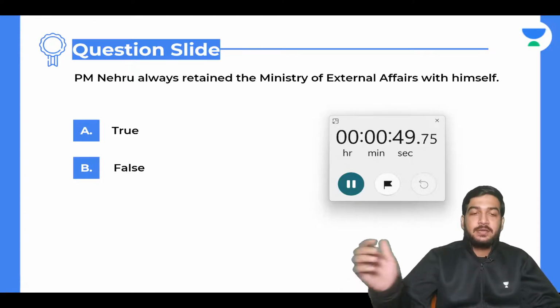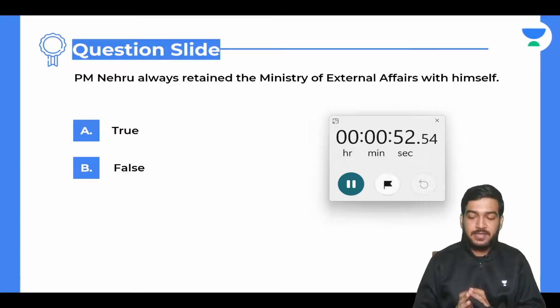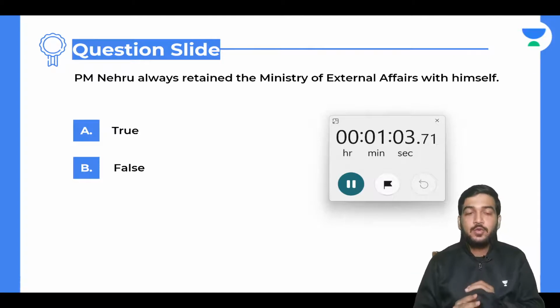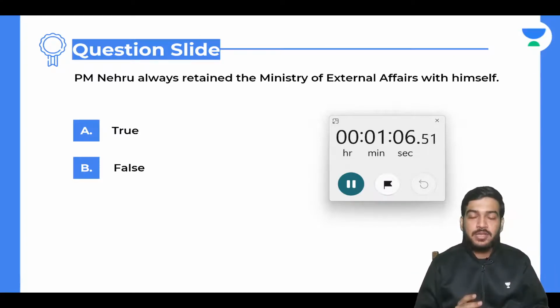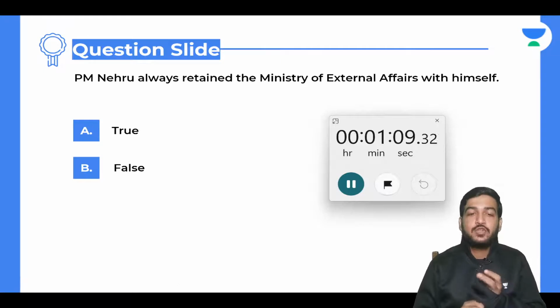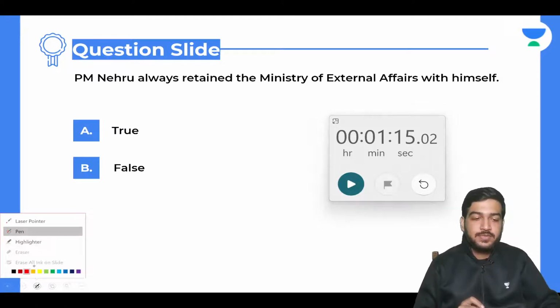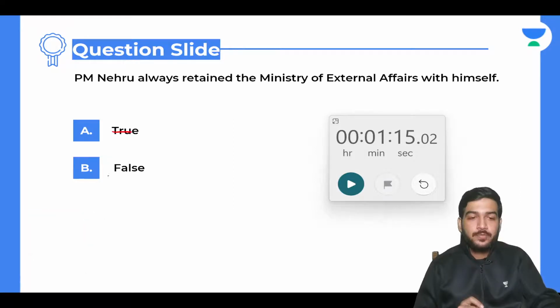Always remember that the Prime Minister is appointed by the President, then he or she selects the ministers with their portfolio. He or she has the exclusive power to tell who will be appointed as what minister and what portfolio. So did he always keep the Ministry of External Affairs with himself? Is it true or false? The answer is absolutely true. Yes, he never appointed one. He always retained the Ministry of External Affairs with himself.